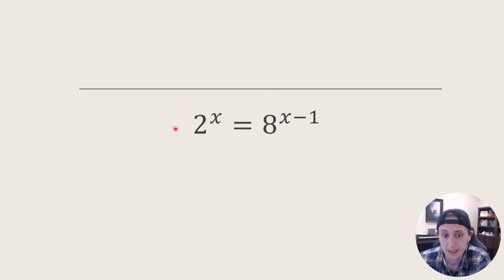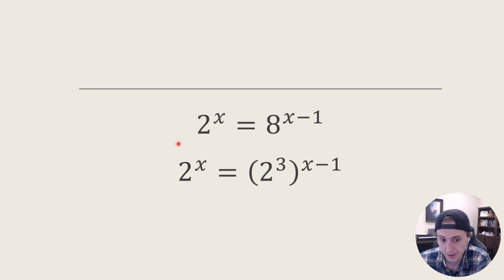The first thing we need to notice is that 2 and 8 are both powers of 2. So this is 2 to the first, and this is just 2 to the third. That's the big detail to how to get these to have the same number. So let's rewrite this with actually just a 2 as the base for both of those.